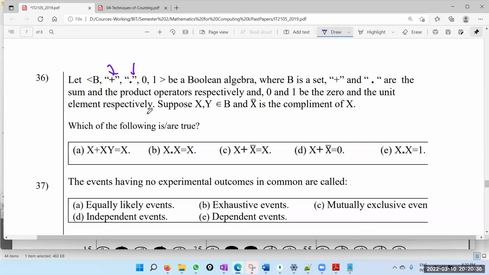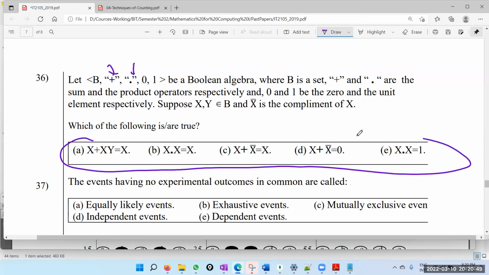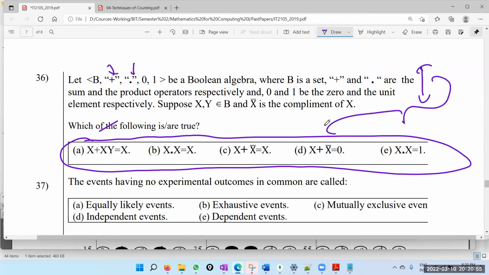Okay. Suppose x, y are members of your set. X bar is the complement of x. So anyway, this question is not related to this one. These are just general things. So that means Boolean algebra. So what they are saying is, in Boolean algebra, which of these are correct?